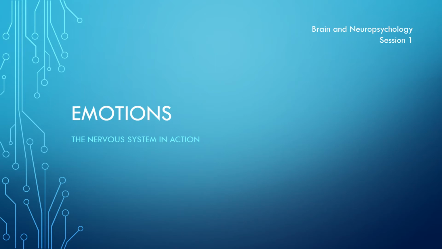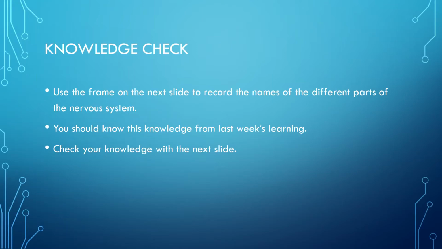Hello Year 10. Last week we had a look at an overview of the nervous system. We looked at the different divisions, looking at the central nervous system and the peripheral nervous system. This week we're going to begin to look at how that system operates, and we're going to use emotions as the vehicle for doing that.